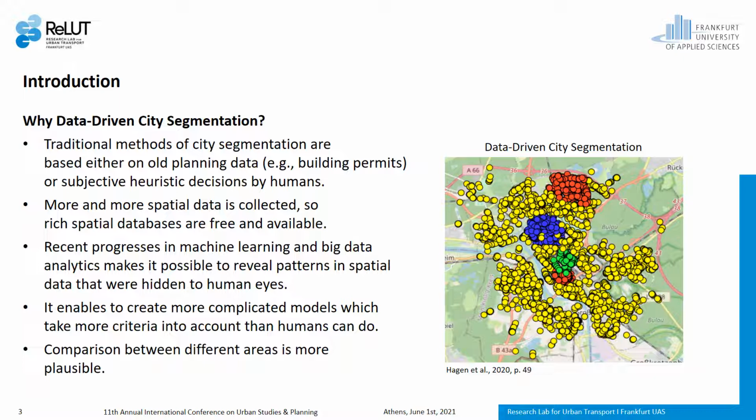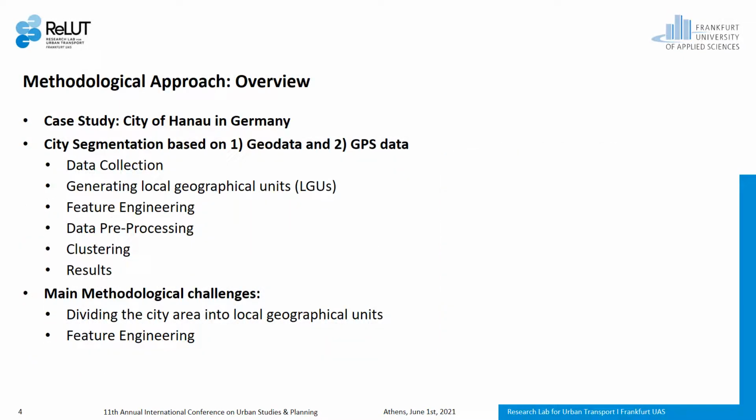Alongside spatial databases, there has also been progress in machine learning, big data analytics, and computational power that let us reveal complex patterns in data. It also enables us to create more complicated models, which take more criteria into account than humans can. And lastly, by using a transferable and scalable clustering method, the comparison between different areas is more plausible.